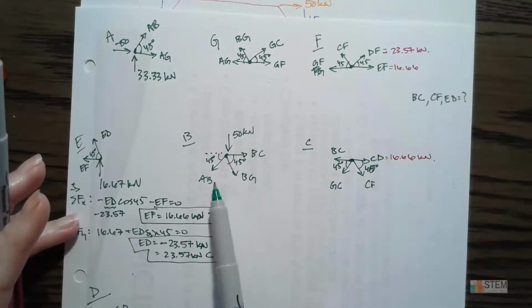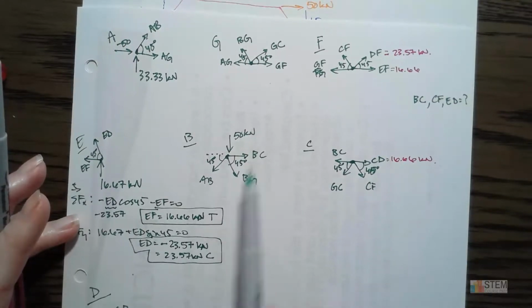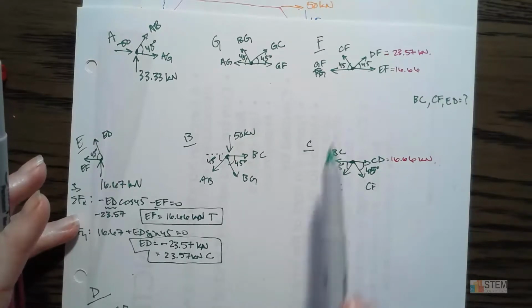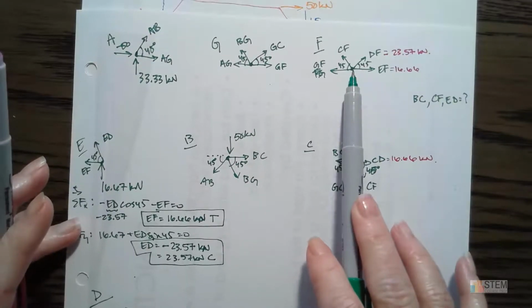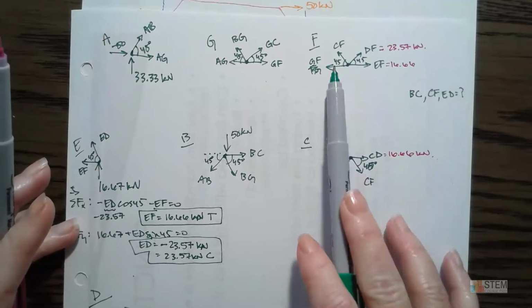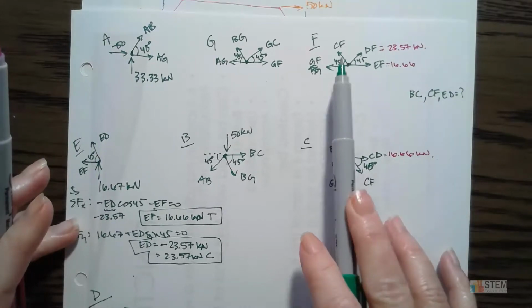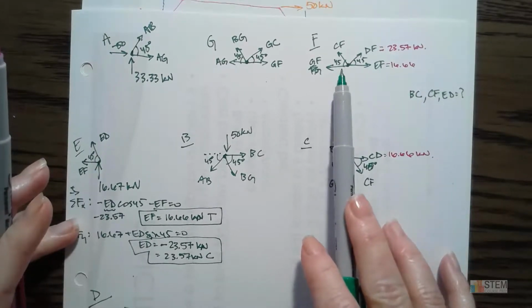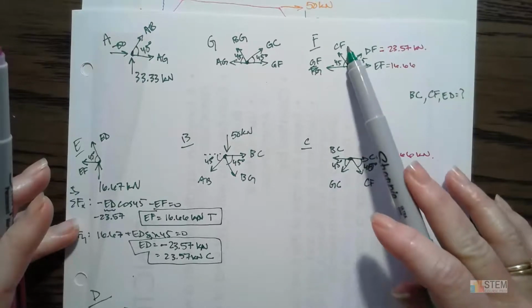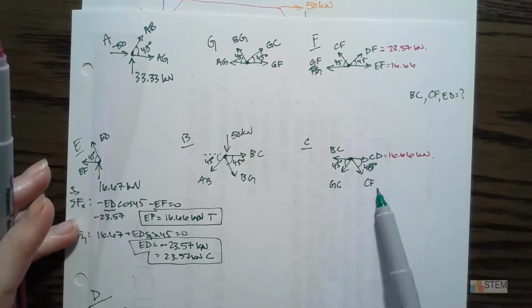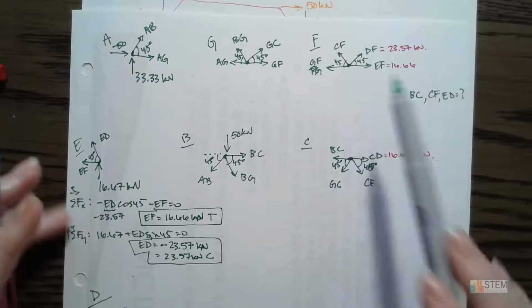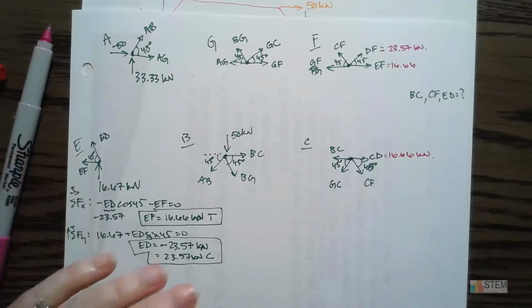BC, still 3 unknowns right here, even though joint B has that. This one, F, has CF. Now, we only have 2 unknowns here. So I'm thinking this is a good choice to start with, right? Because I can find CF and then bring it down into joint C, and I'll have 2 unknowns there. So let's do this one, and then we'll go to C.